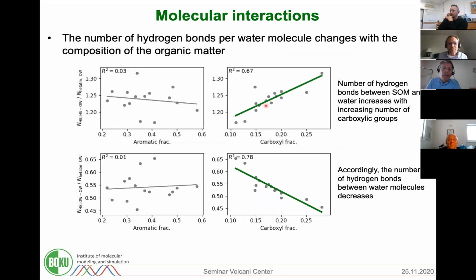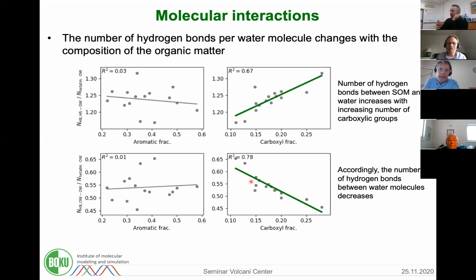We can also look at things that we can observe in our simulations that are not so easily observed in experiments. So the number of hydrogen bonds that we see between them. And here we monitor the number of hydrogen bonds between the soil organic matter and the water. And that seems to increase with the number of carboxylic acids. Yeah, more carboxylic acids, they are actually very strongly making hydrogen bonds with the water. So it makes sense that it goes up there.